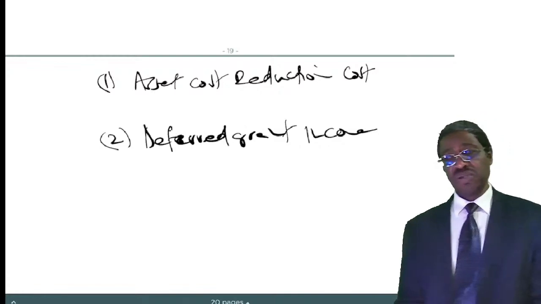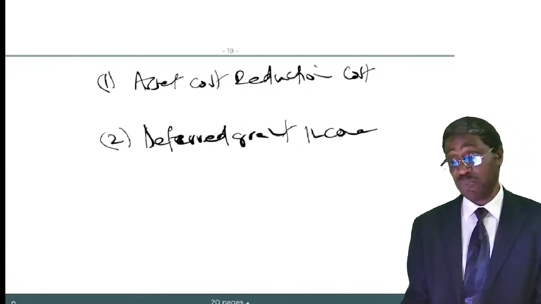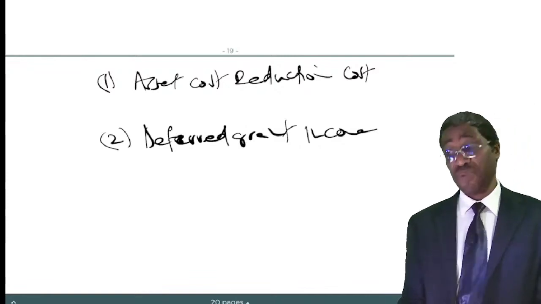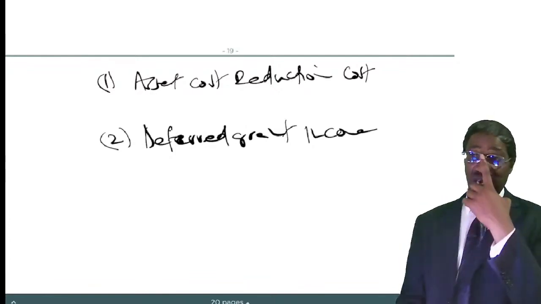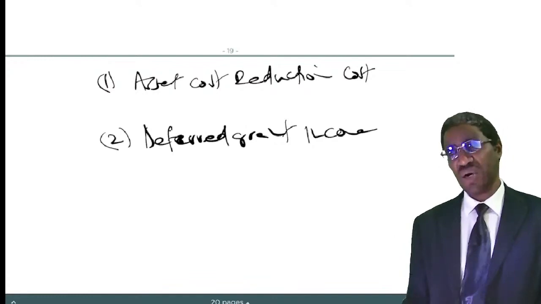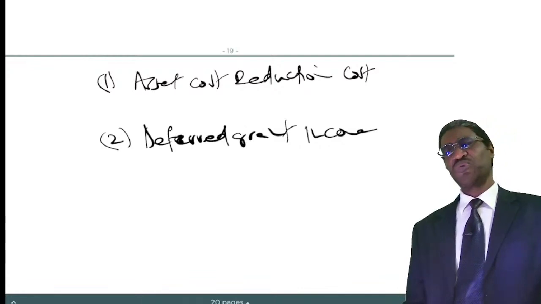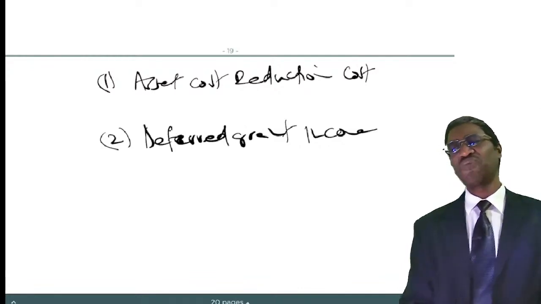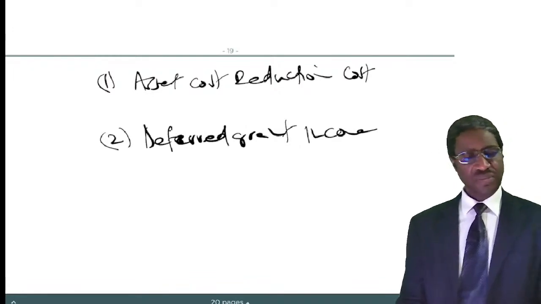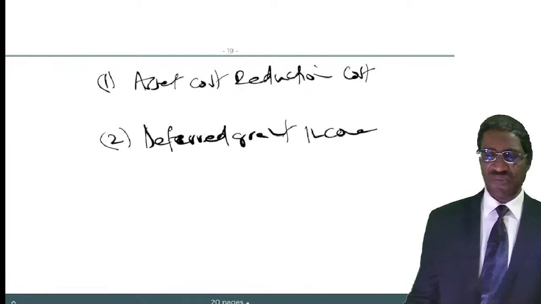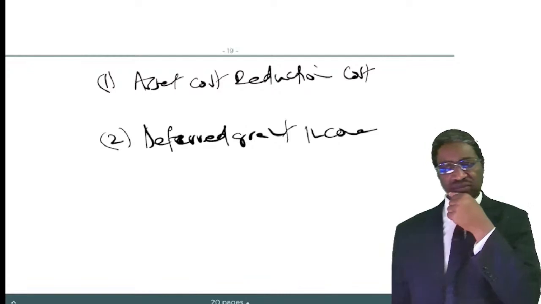Okay. Now, maybe we shall do an example later, but let me talk about the second type of grant now. We talked about the capital grant. Now let me talk about the second type of grant, and that is the revenue grant. How do you account for a revenue grant? That's not a big deal. So just put down another subheading, accounting for revenue grant.